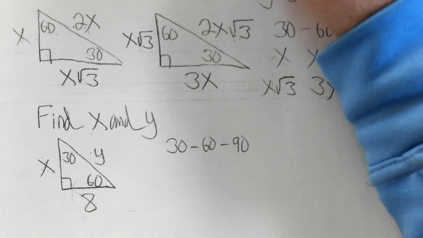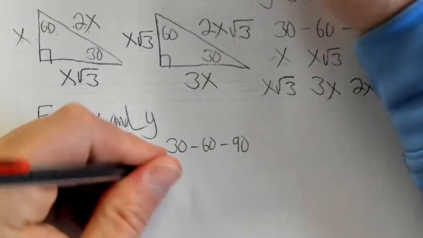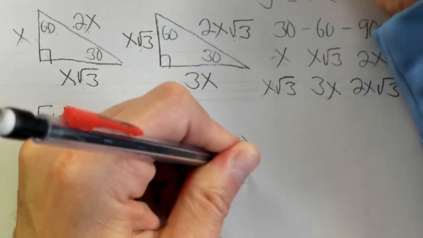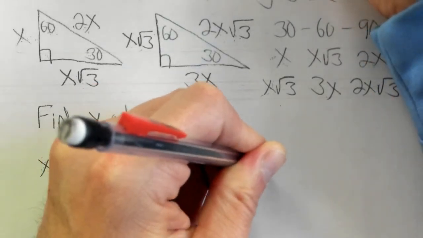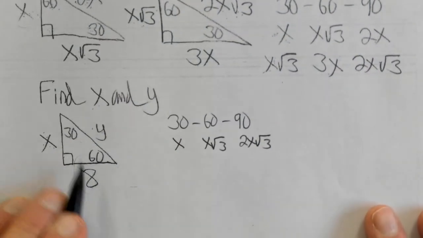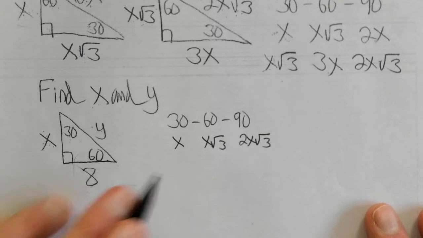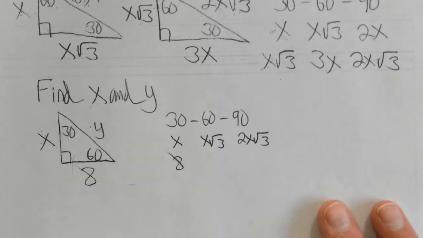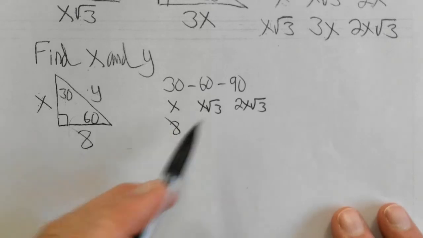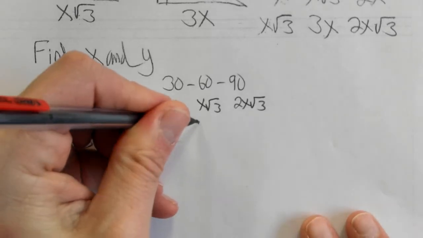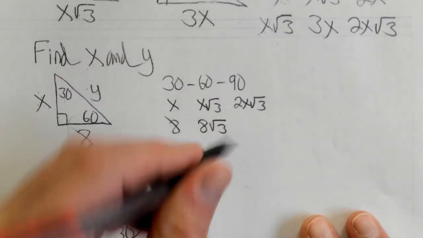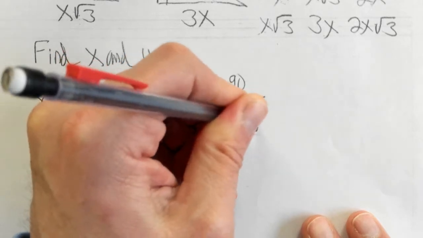All right, so we'll write that down first. And the pattern is x, x square root of 3, and 2x. So I'm given x across from the 30, 8 across from the 30. 8 goes in the 30 column. So it will be here. So what's my x equal to? My x is equal to 8. So now I just put 8 in for x in the other two, and then I've got it. So this would be 8 square root of 3. This would be 2 times 8, or 16.